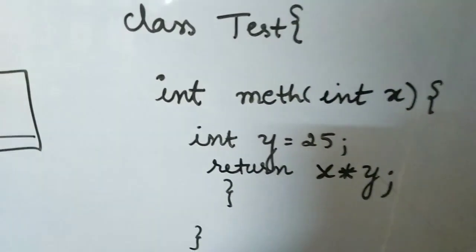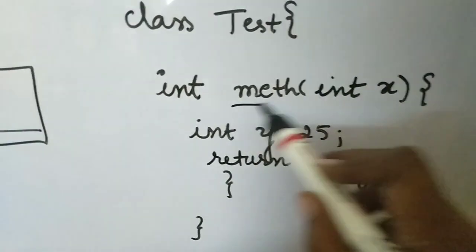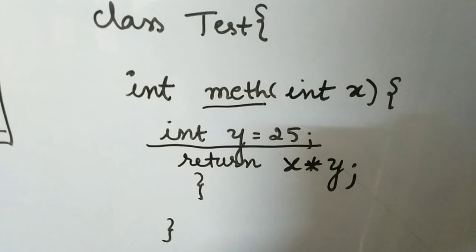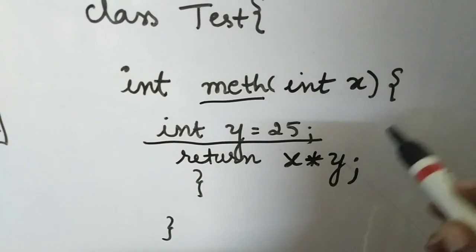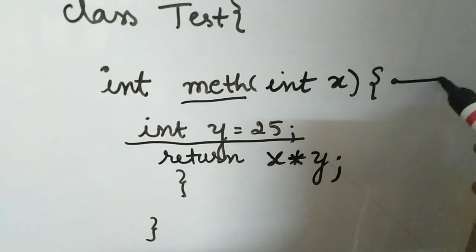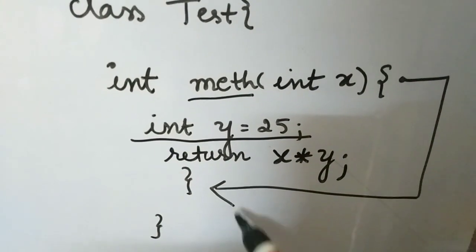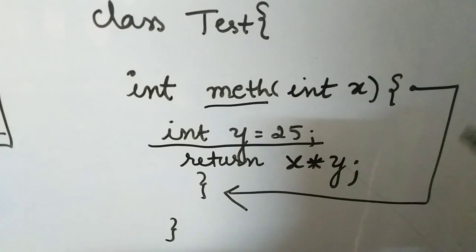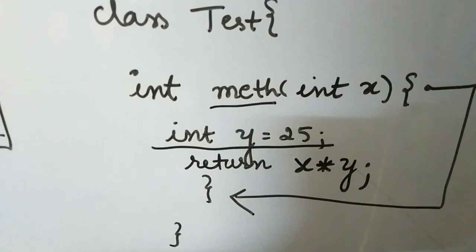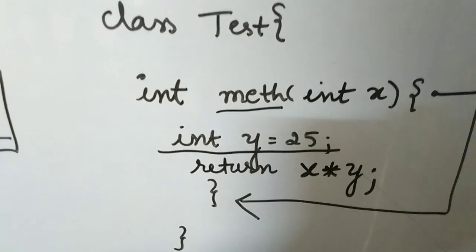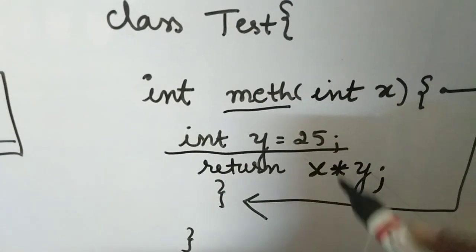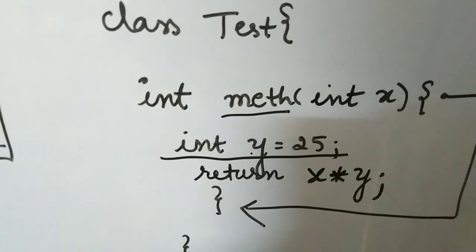Now another example is here. There is a method which is called meth, and inside meth we are declaring one variable which is y. The lifetime of y is only from this open bracket till this closing bracket. It will have its scope only within this particular open bracket and close bracket and within this method itself. Outside this method y is not known. So y is considered to be the local variable.